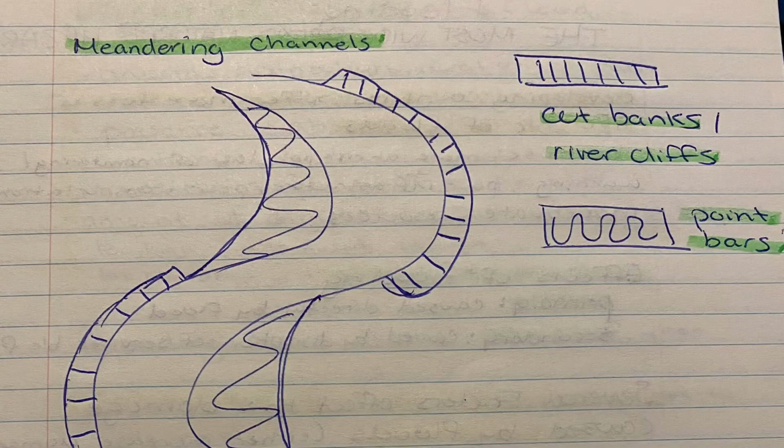Since Lynn Creek is a meandering stream, the river is constantly creating cut banks and river cliffs as well as point bars at different meanders.